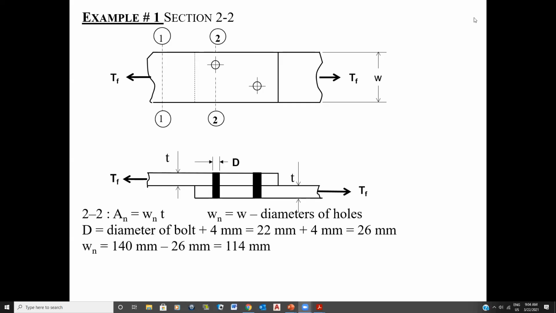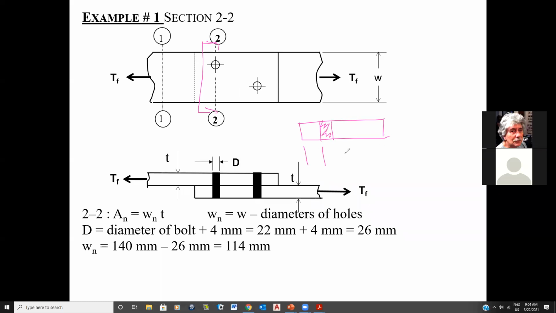Now, I take my W here of 140, and because I only have one hole, I only have to subtract one hole, and therefore I end up with 114. That's what I have left. And I hope everybody sees that. In other words, if I take a cross section right across here, here is my plate, here is my hole. The amount of steel that's left here, the sum of these two, is 114 millimeters. Make sense, guys? Yes.